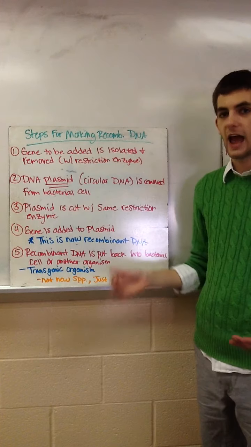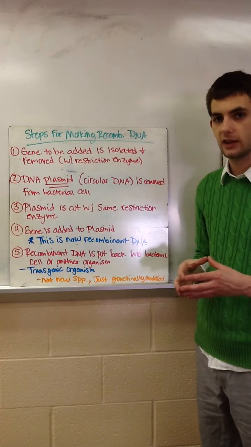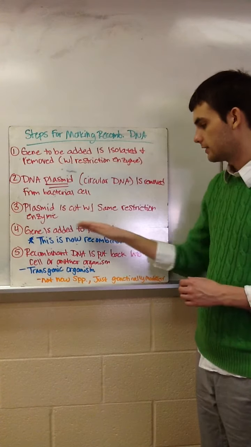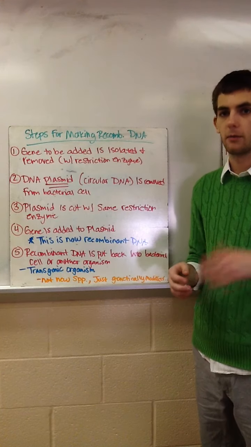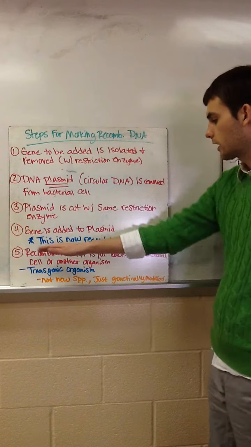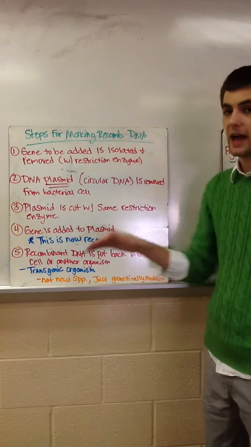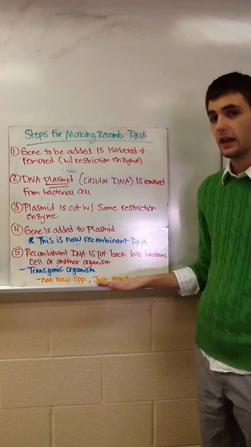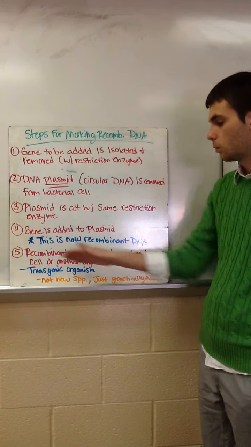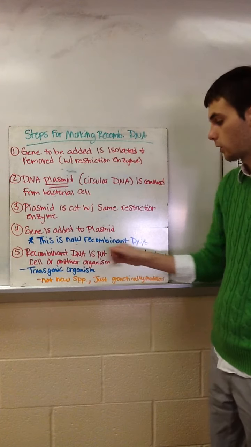That gene is then added to that circular piece of DNA, or plasmid, and now we have recombinant DNA, or DNA that contains DNA from another organism. That recombinant DNA can be put back into the bacterial cell, or put into another organism. If it's put into another organism, we get what's called a transgenic organism.